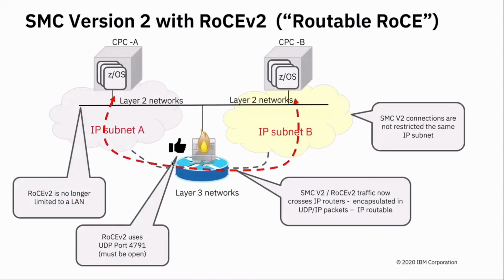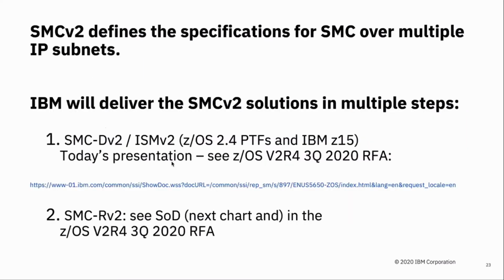So this is an introduction to the concepts around SMC version 2. Basically, it just means SMC over multiple subnets. And so what we wanted to do was remove the subnet limitation from the protocol. Basically, you can view it as the subnet really is irrelevant now, and this is for many environments. So with SMC version 2, we define the specifications for SMC. How do we take this ROCE V2 technology and adapt it for shared memory communications? And this is what version 2 will be about.